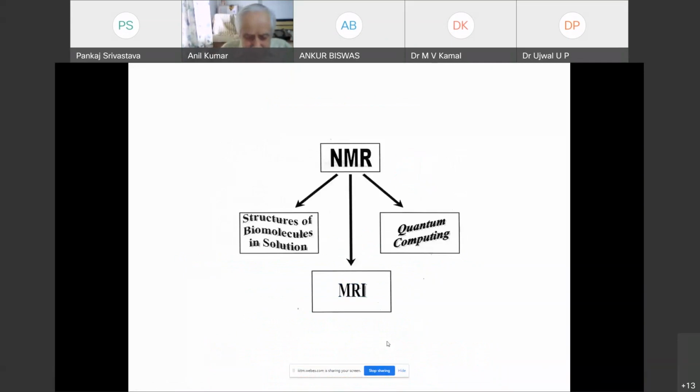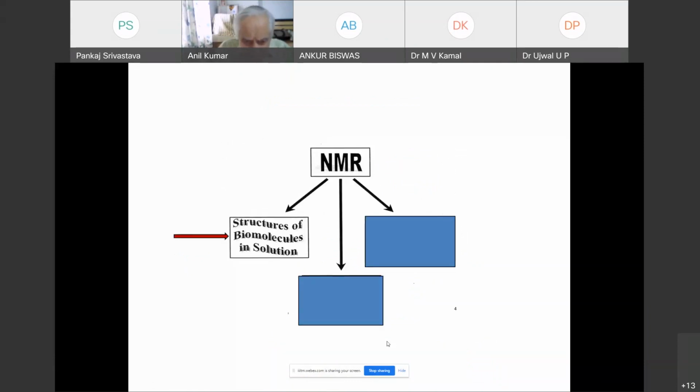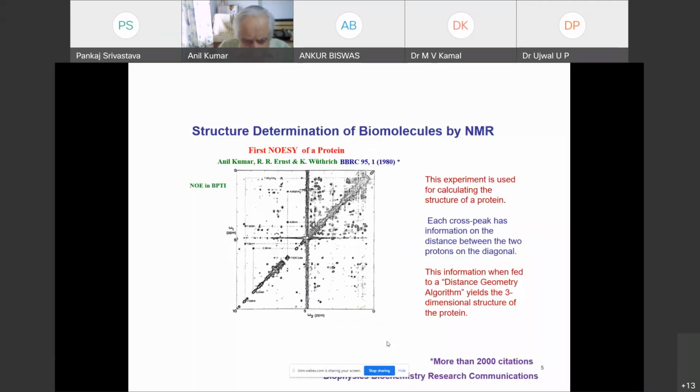I will give you a very brief introduction to the other two topics so that we see what are the various applications of NMR. The first one is the structure of molecules in solution. I give you only the one spectrum here.